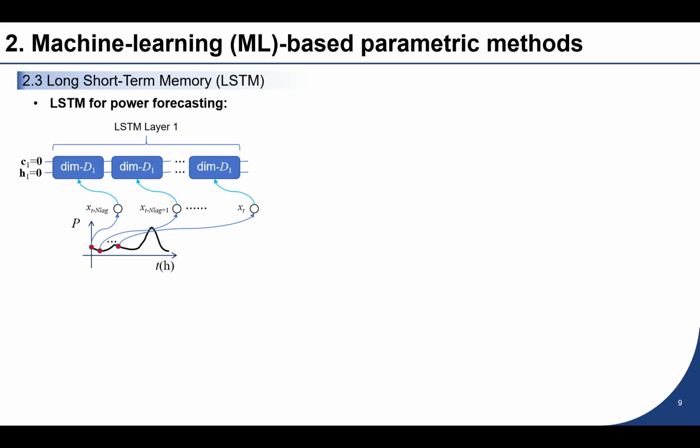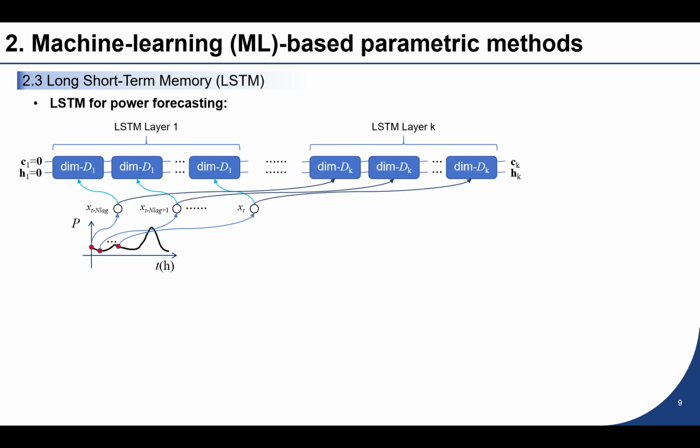The LSTM processes the input sequence sequentially and updates its hidden state and cell state, which allow it to store temporal information over time. This process is repeated through multiple LSTM layers. By stacking LSTM layers, the model is able to learn higher-level temporal features, moving from raw sequence patterns to more abstract representations. After the final LSTM layer, the output hidden state is passed to a fully connected layer.